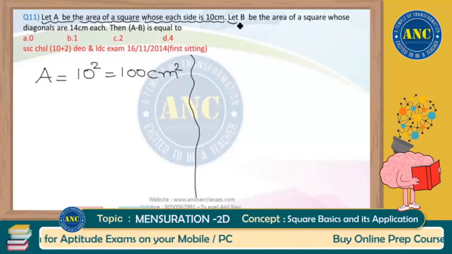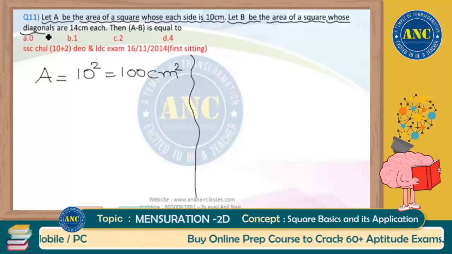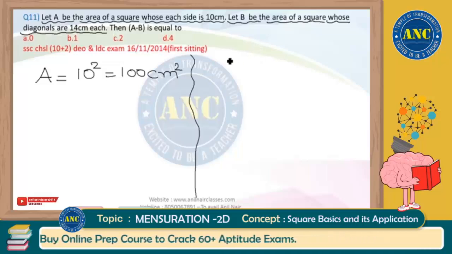Next, let capital B be the area of a square whose diagonals are 14 centimeter each. That means there is another square. This is my square 1, right?